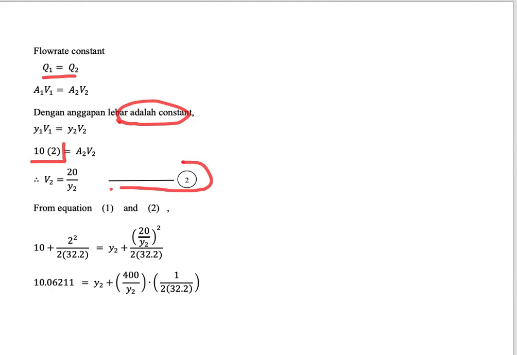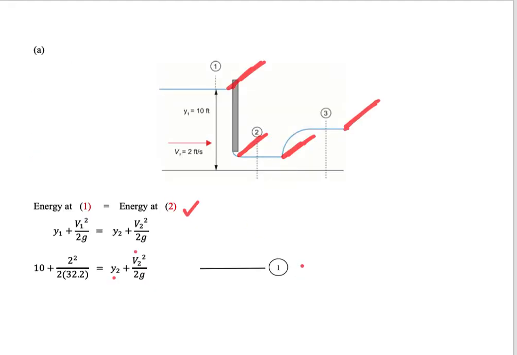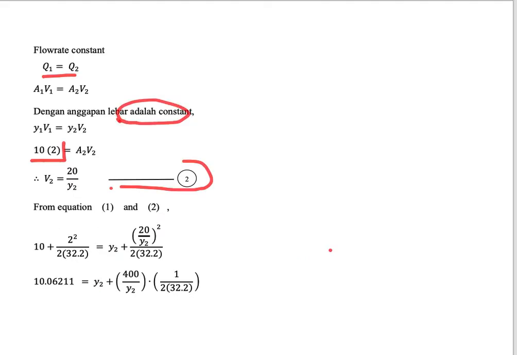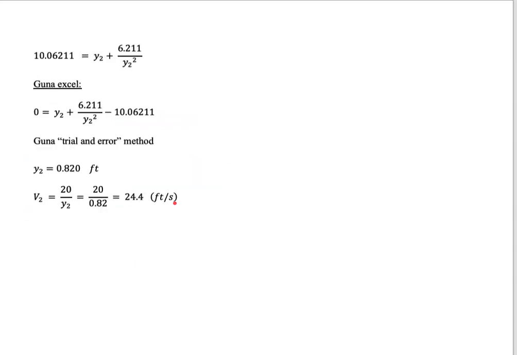So you could see that now we have equation 1 and equation 2 here, so we could do the simultaneous solution. After we do the simultaneous solution, we could get the value. Maybe it's not straightforward, but again, if you learn how to use your scientific calculator, actually you could solve this problem easily in your scientific calculator.